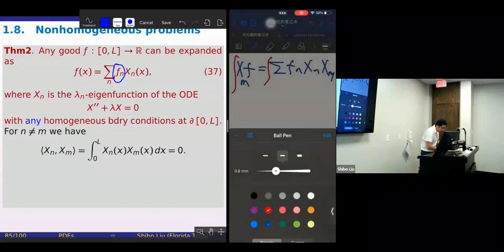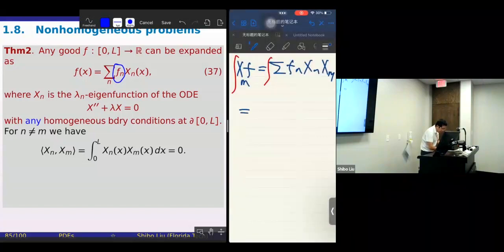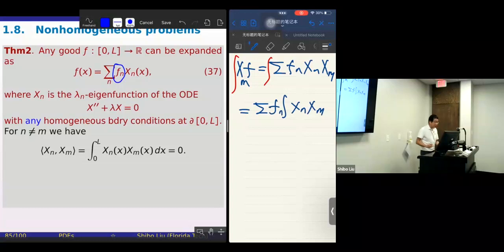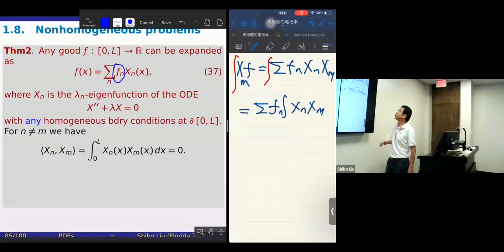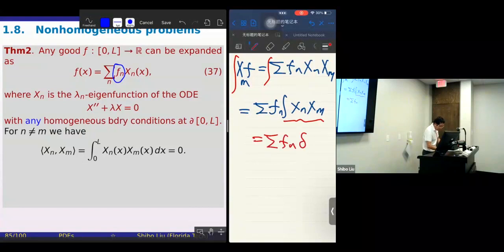Okay, taking the integral, the right hand side equals Fn, which can be taken right outside, right? Because Fn is a constant, it can move out of the integration. In this step, we switch the order of summation and the integration. Then for this we apply the orthogonality.